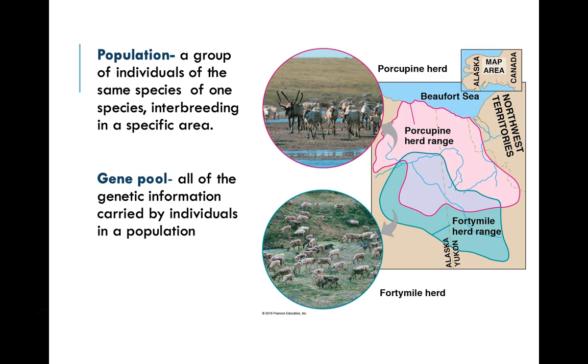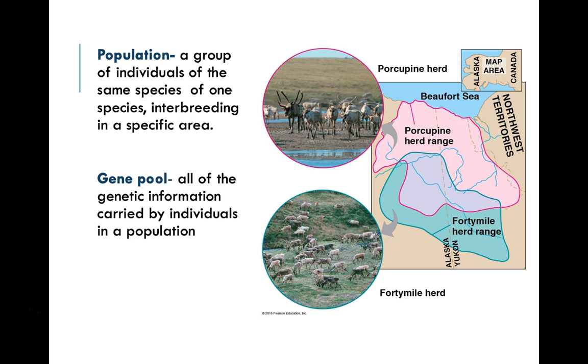They are physically, meaning in the same area, physically able to breed. They can interact with each other in order to breed, and they're the same species. So however you define a population, you want to be very specific in what area, what region you're talking about.